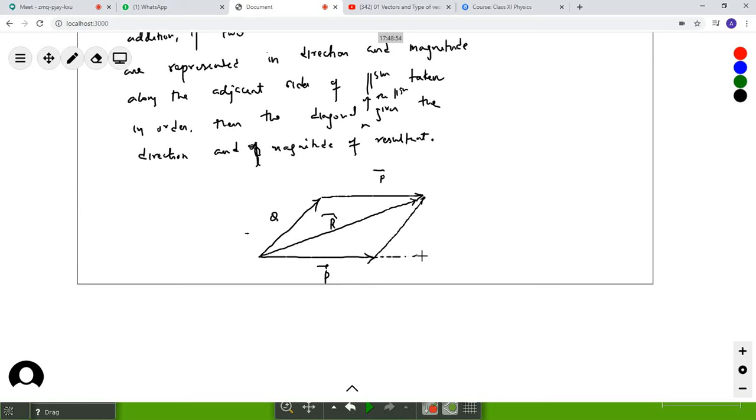R vector. This is P, this is Q, and let's say they are acting at a certain angle, alpha. This is theta. What is theta? Theta is the direction of the resultant from P. Then you see, let me name this O, A, B, C, and this is D. So if this is alpha, means how much? This is alpha. Clear?